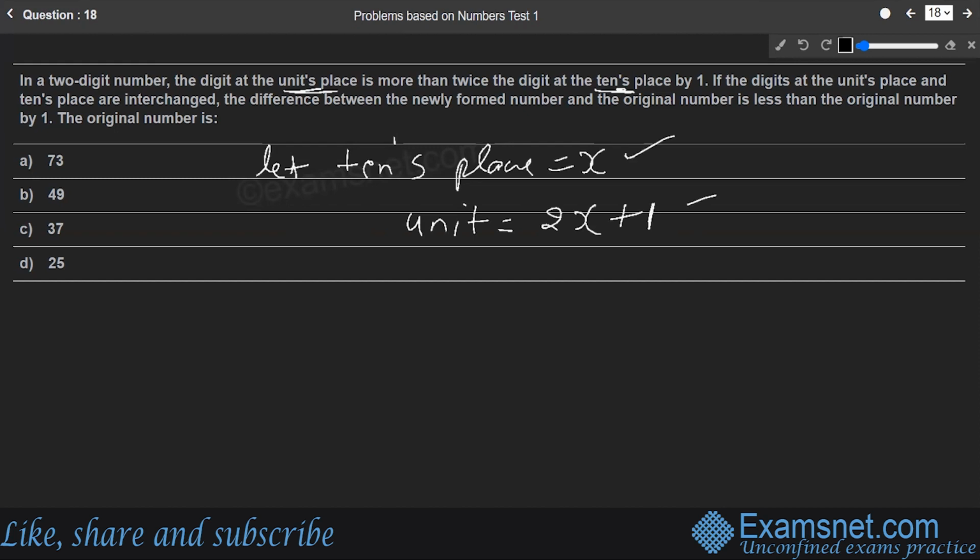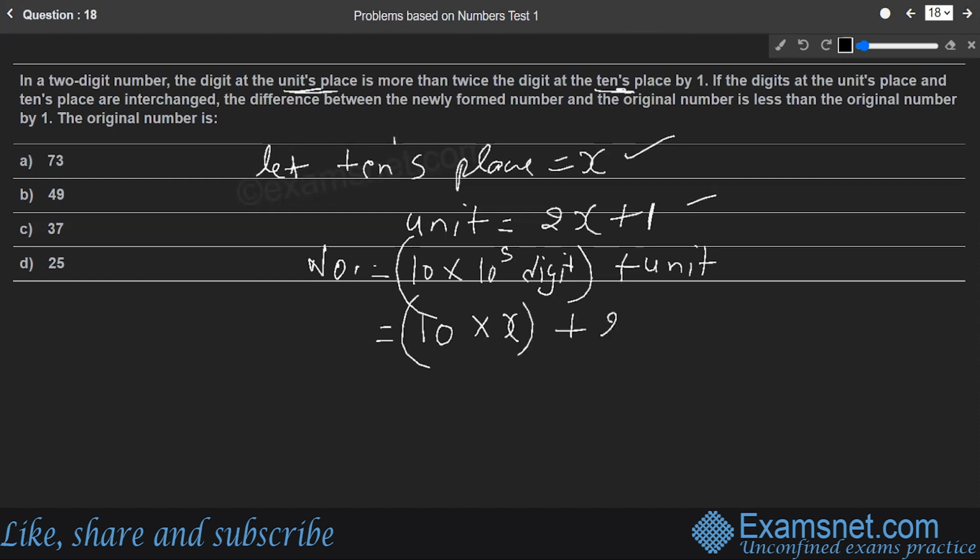So the tens digit and unit digit both have come. Now we can easily make the number. The number is always 10 times the tens digit plus the unit digit. This is how we can make the number. So that is going to be 10 into x, that is 10x, plus the unit digit 2x plus 1, which makes it 10x plus 2x plus 1, which is 12x plus 1.